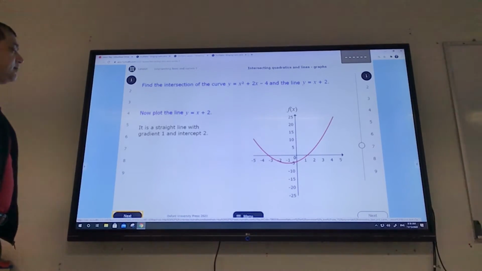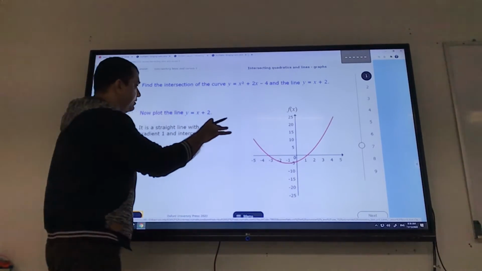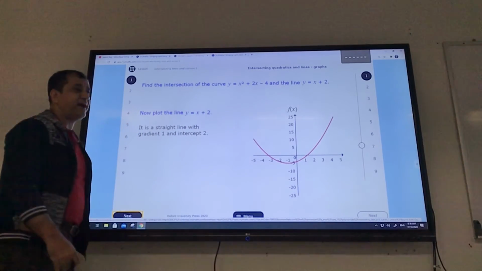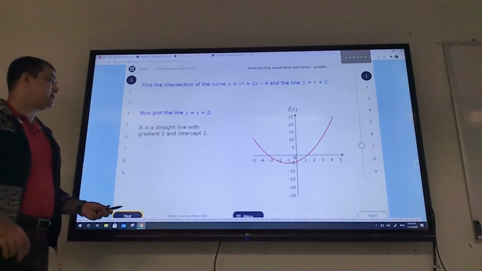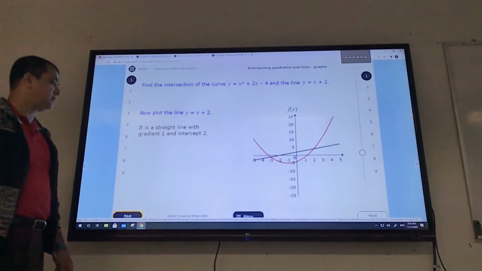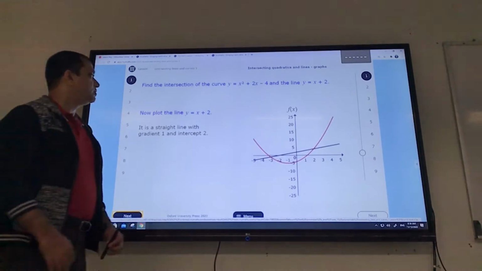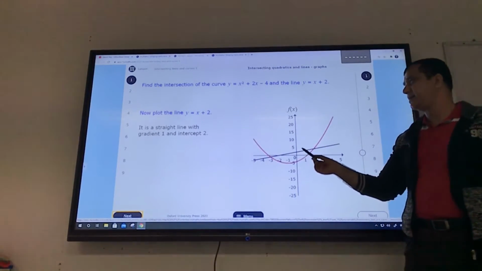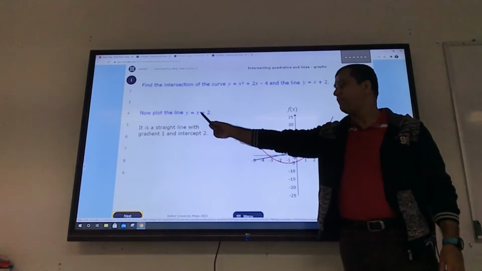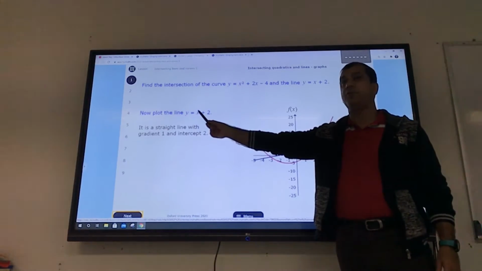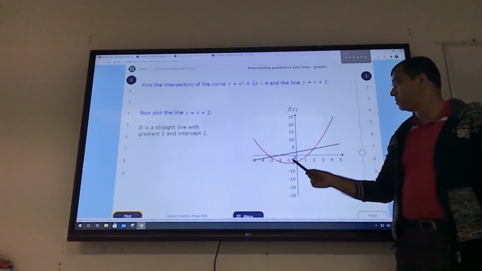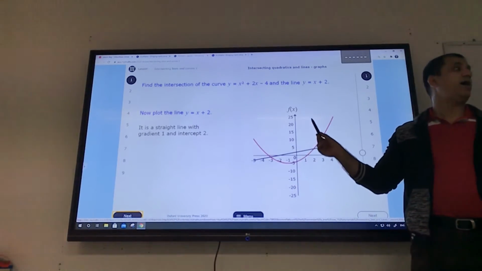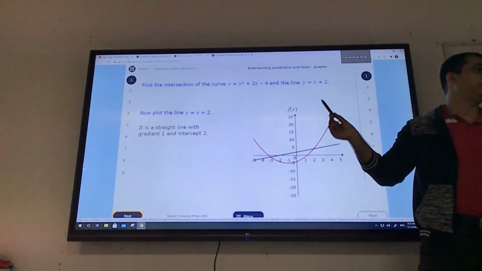Now plot this line. On the same graph paper, we're going to plot this line y equals x plus 2 by any method, by the slope-intercept method or taking some points. This line is here, the y-intercept is 2 and the gradient is 1. Coefficient of x is 1, so the slope or the gradient is 1. So using that gradient, starting from this point 2, we can draw this line y equals x plus 2.